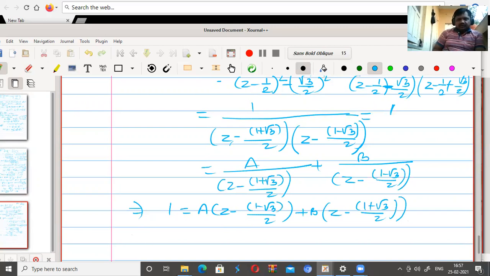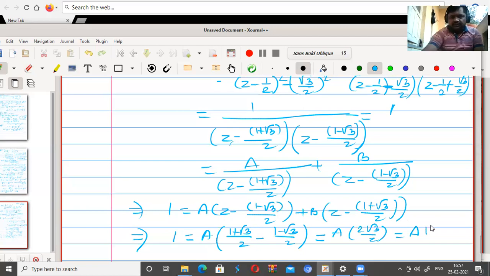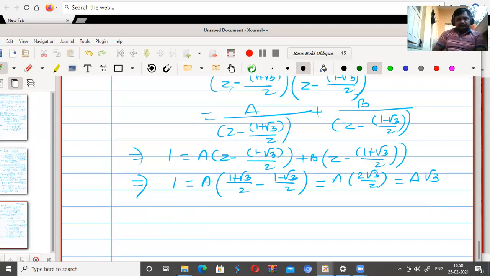So to obtain the values of A and B, first of all put z equal to 1 plus root 3 by 2 here. If I put z equal to 1 plus root 3 by 2, this term will vanish and you will get 1 equal to A into (1 plus root 3 upon 2 minus 1 minus root 3 upon 2). This gives us 1 plus root 3 minus 1 plus root 3, so we get 2 root 3 upon 2, A into root 3 only. Therefore, A is equal to 1 upon root 3.